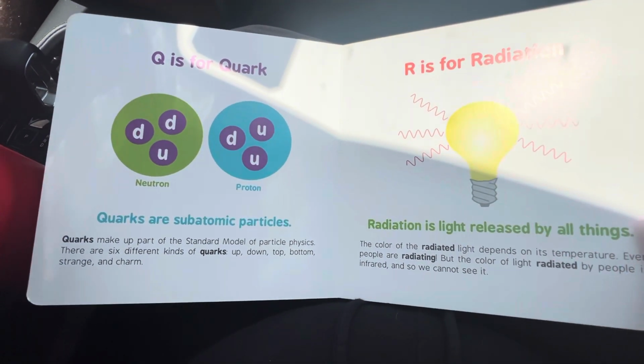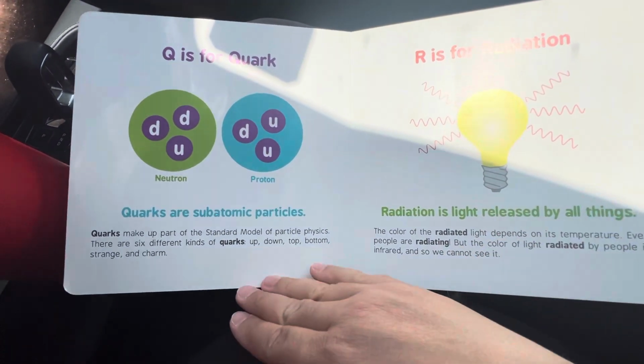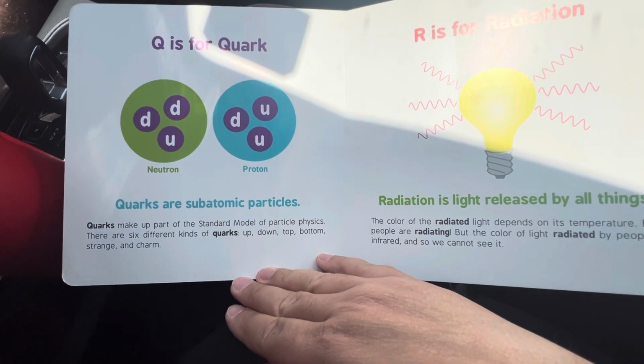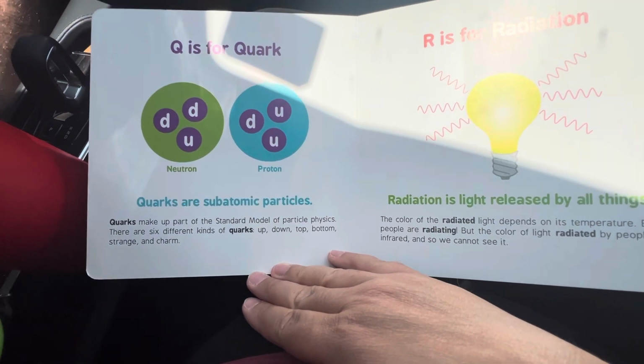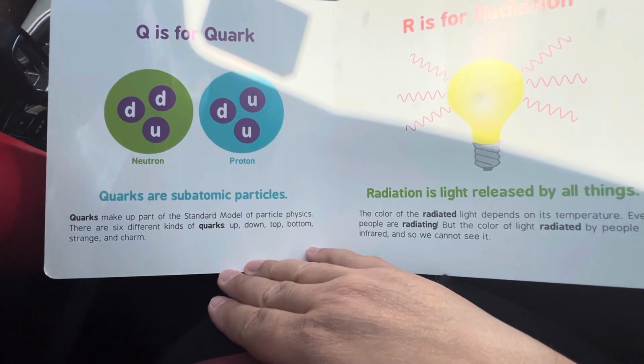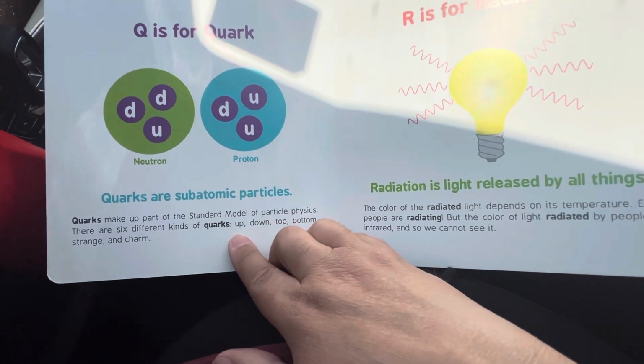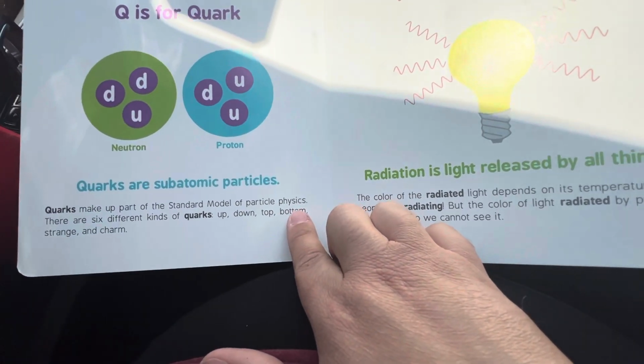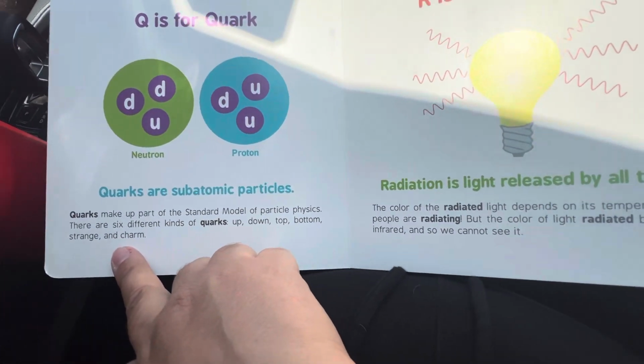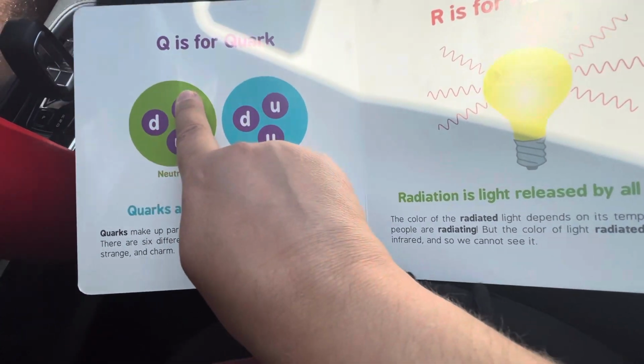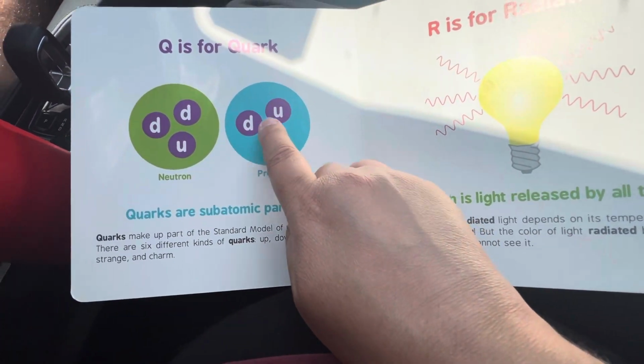Q is for quark. Quarks are subatomic particles. Quarks make up the standard model of particle physics. There are 6 different kinds of quarks: up, down, top, bottom, strange, and charm. So here's down, down, up, and up, up, down.